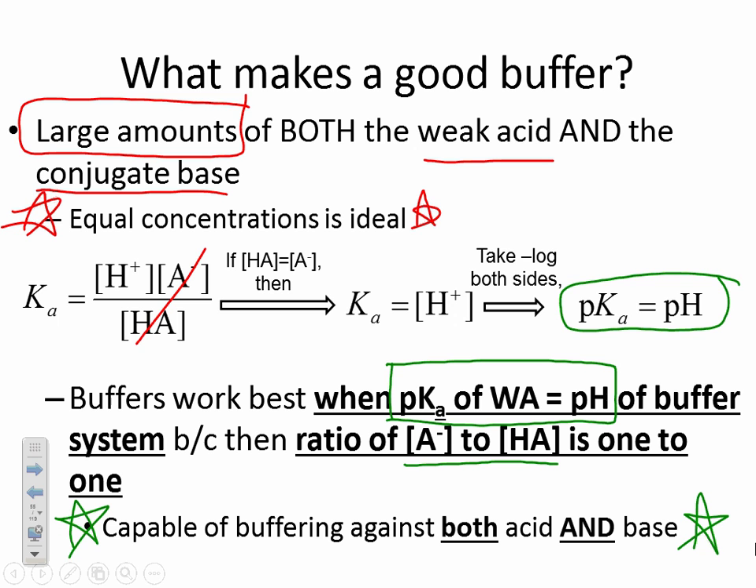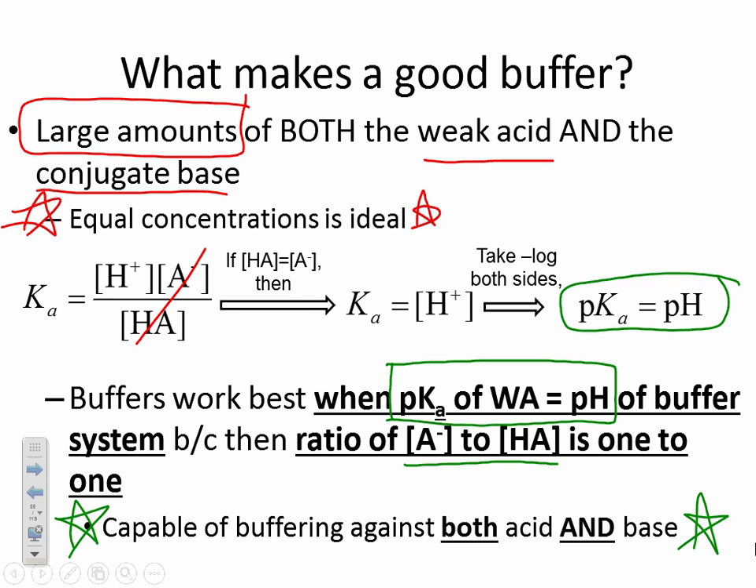Because a buffer, by definition, protects against changes in pH. Well, what could change a pH? A strong acid could change pH, or a strong base could change pH. You want your buffer to be able to protect against both of them. So you want large amounts of both the weak acid and the conjugate base. And if you have equal quantities of both, then you know you've basically got an equal shot of protecting against either the strong acid or strong base.